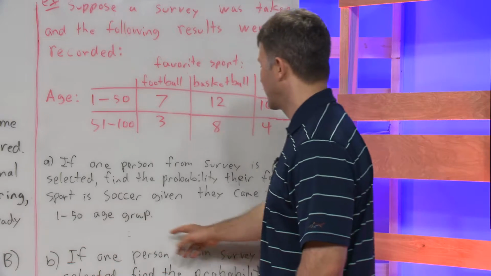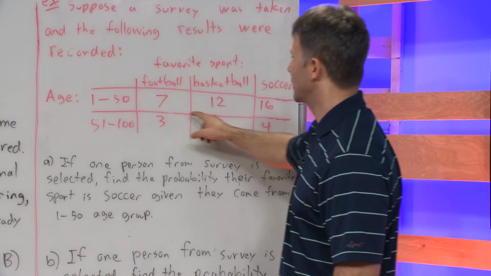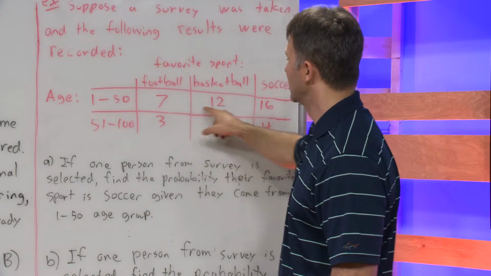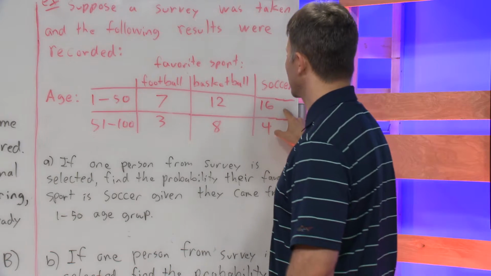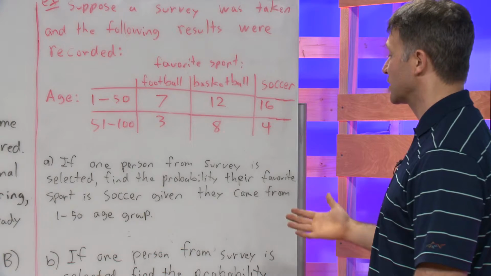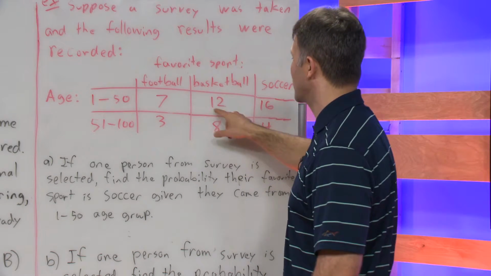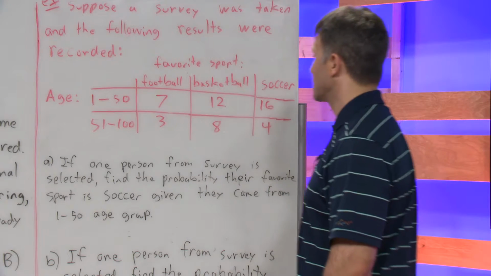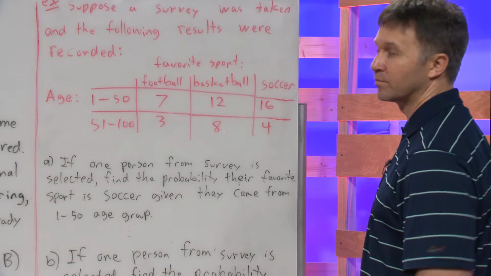Okay, so they came from this age group. So how many people came from this age group? 7 plus 12 is 19. Plus 16 is 35. So there's 35 people in that age group. So that's our restriction. That's the given information. They came from this age group. And 7 plus 12 plus 16 is 35. That's how many people in the survey were from that age group.